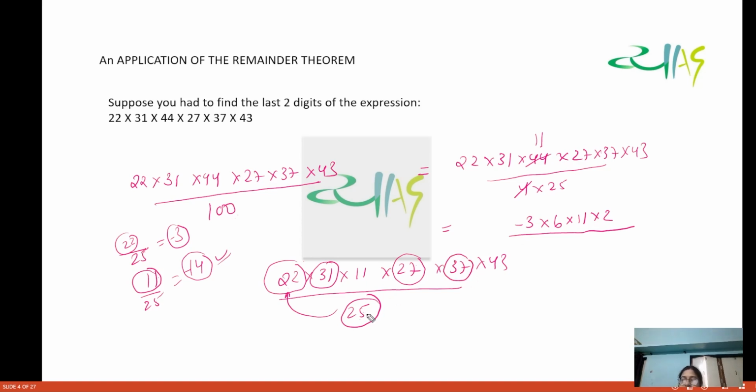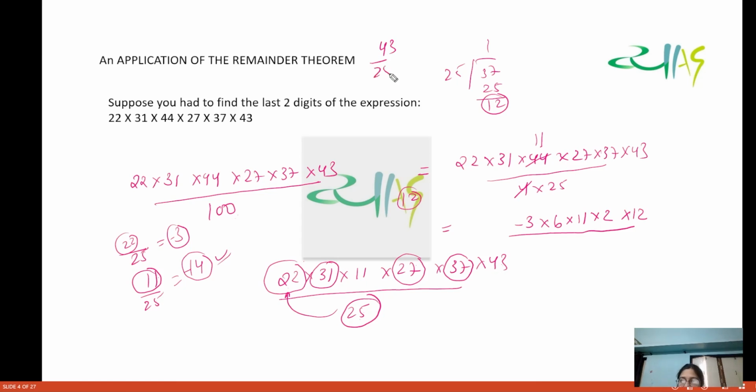Okay, so 37 when divided by 25, so basically what are you going to get as remainder? 12. Okay, 12. How? See, 37, 25, 1, 25. Okay, you are going to get 12 as remainder. So this is how you do it. Okay, and then you have 43.